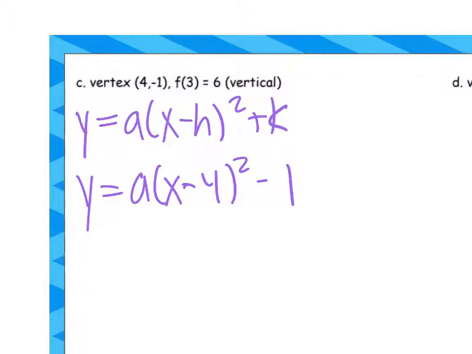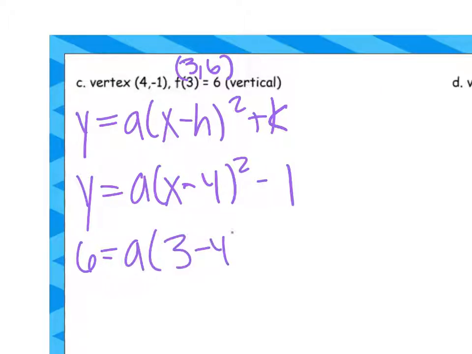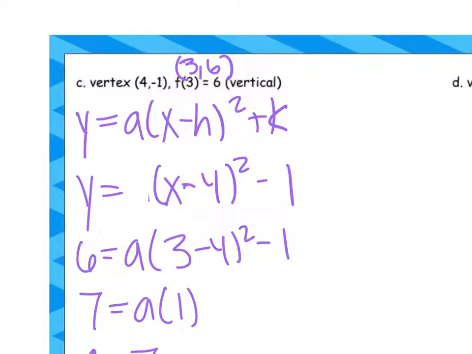f of 3 is equal to 6. That means when x equals 3, y equals 6. So that's the point that this graph goes through, and I can plug those in and solve for a. So add 1. 3 minus 4 is -1. -1 squared is 1, which tells me that a is 7. If a is 7, then the equation of this graph is going to be the same thing that I had before, except instead of a, I can now replace that a with 7.